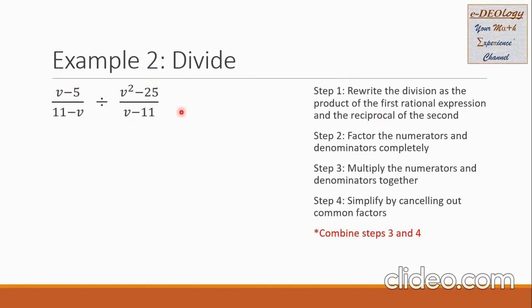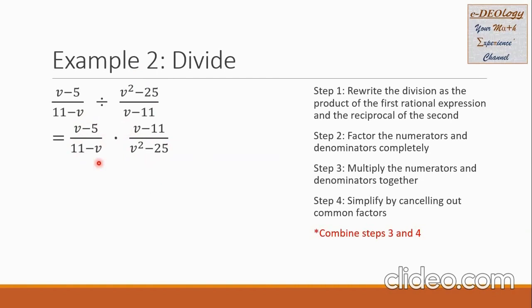I will apply step 1 to write again this problem, but I will change the division into multiplication and take the reciprocal of the second rational expression. So it's now here v minus 5 over 11 minus v times v minus 11 over v squared minus 25. And step 2, I will factor out the numerators and denominators completely.